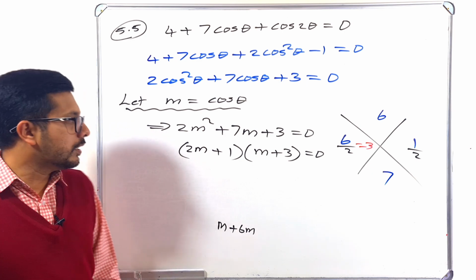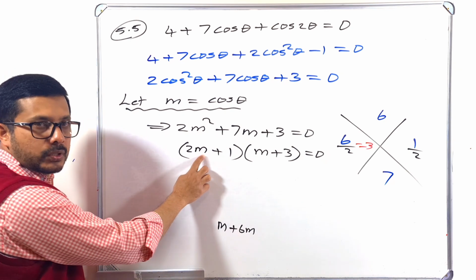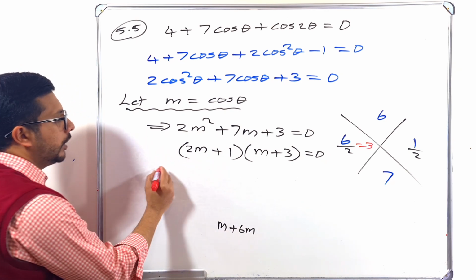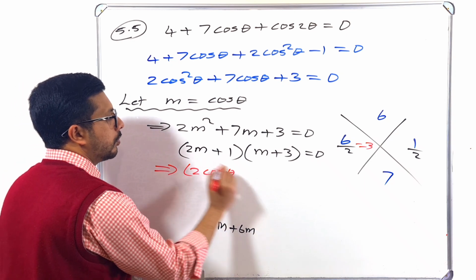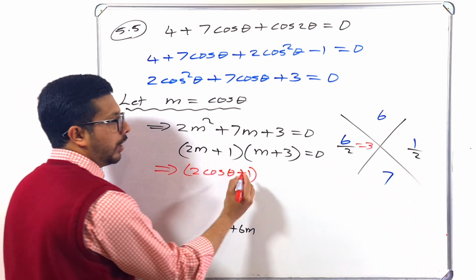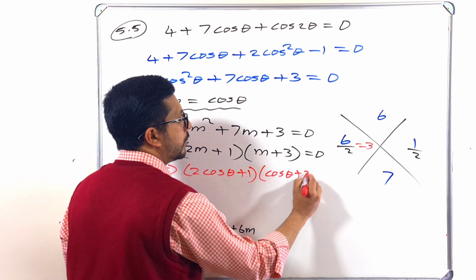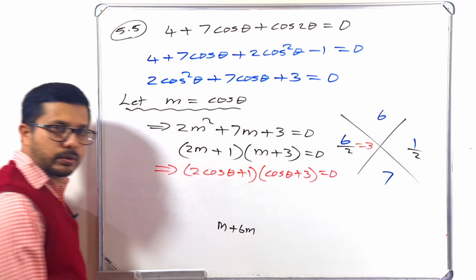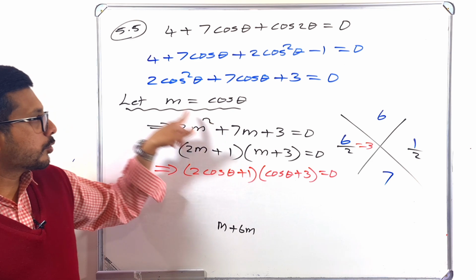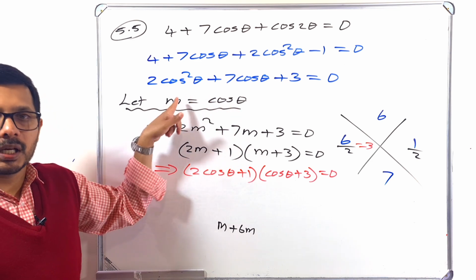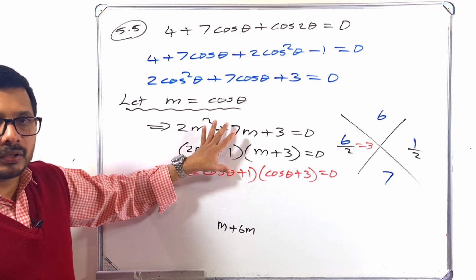So actually what is this m? We call m as cos theta. Now I am going to substitute back. So (2 cos theta plus 1)(cos theta plus 3) is equal to 0. I substituted the value of m as cos theta. We called cos theta as m just to factorize this one.